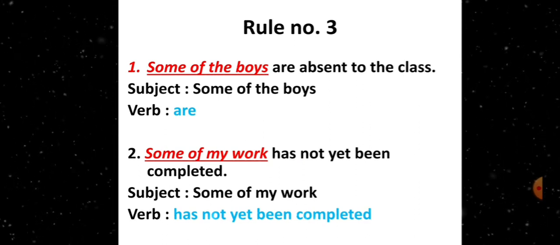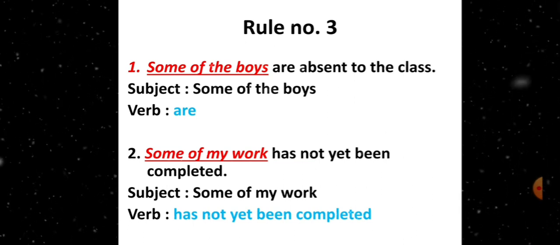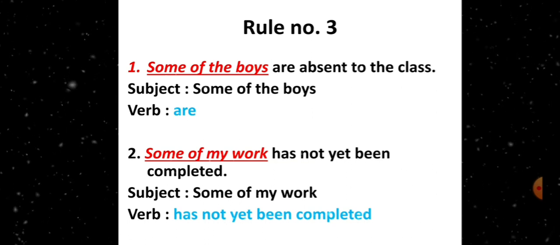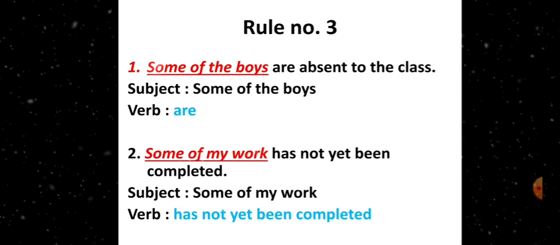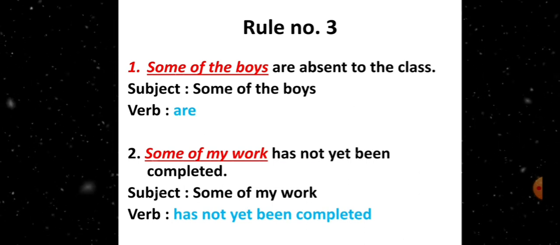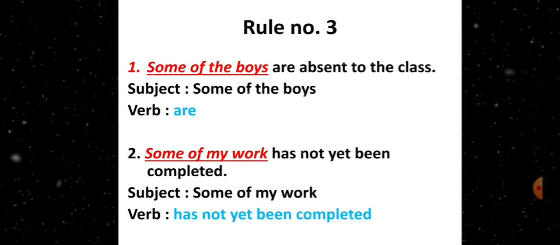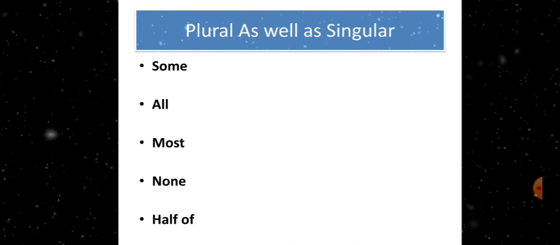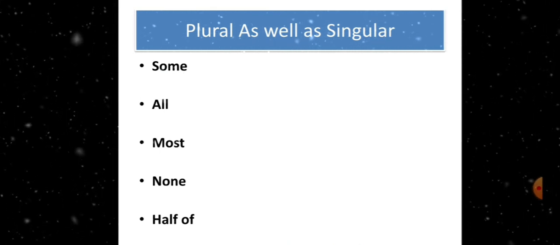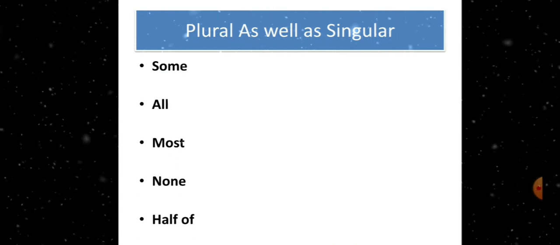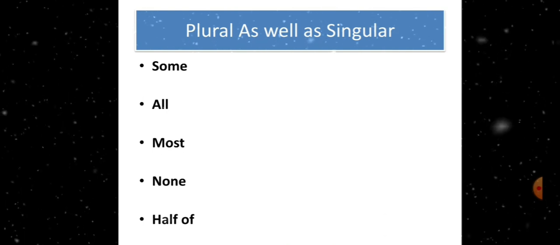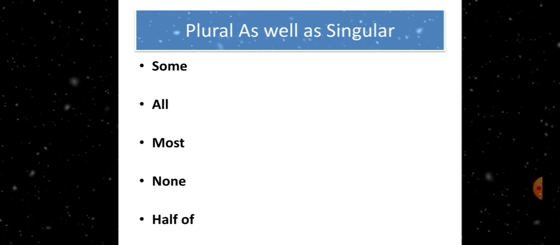Now we need to see whether some of the boys is singular or plural. Is the subject singular or plural? Can you tell? Remember that there are some pronouns in English that can be used both as singular as well as plural. This is the list of those pronouns: some, all, most, none, and half of. These pronouns can be used both as singulars as well as plurals.